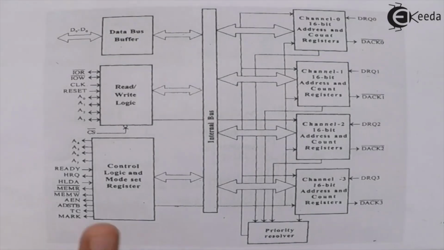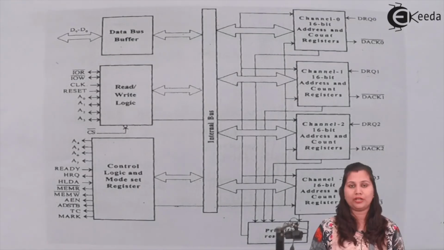So this is the block diagram and the pin diagram of the DMA controller 8257. In this block diagram and pin diagram, we have studied all the pins and blocks of the 8257 direct memory access controller, which is also known as the DMA controller. I hope that this topic is clear to you.